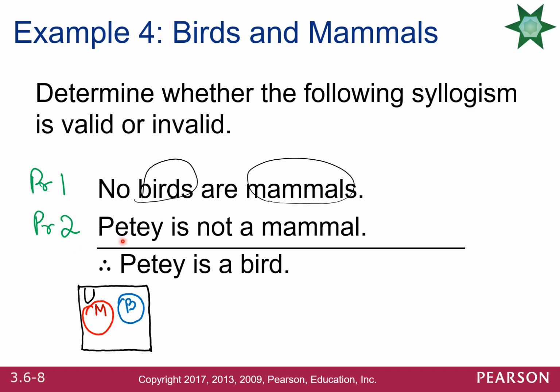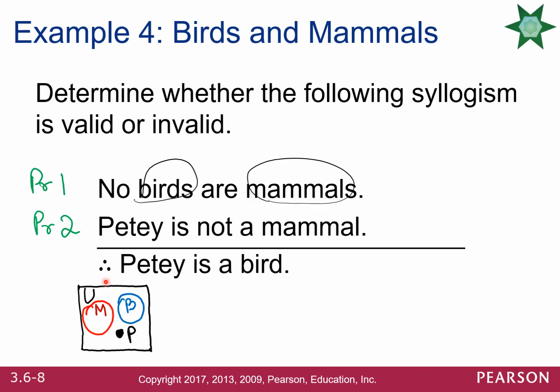And then the second premise says PT is not a mammal. So it's not a part of mammal. Of course, PT will not be within the circle of mammals. However, there's no premise that says PT is a bird. So we have to keep PT outside the circle of mammals as well as outside the circle of birds. So PT should be somewhere within the universe but outside both circles. All right, so this is a diagram based on the two premises.